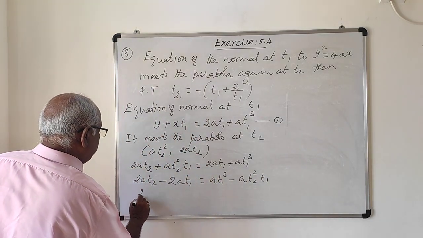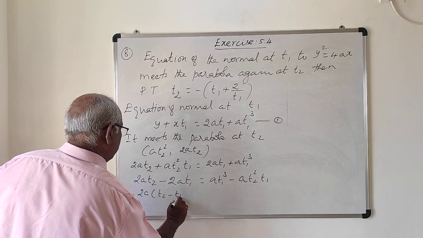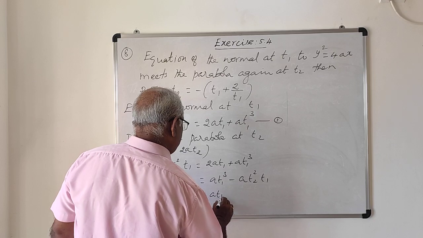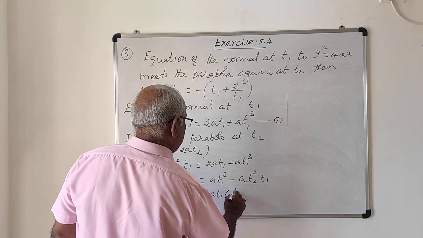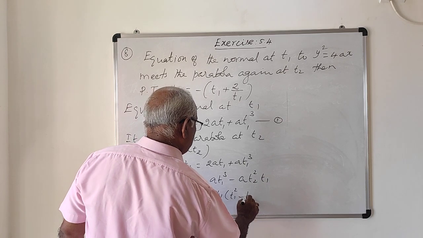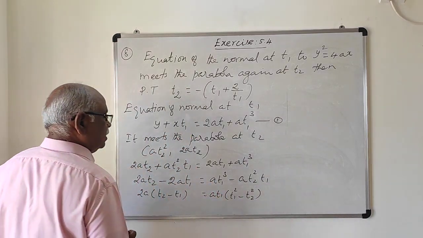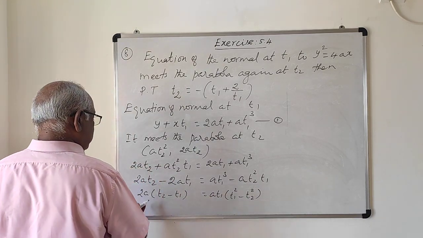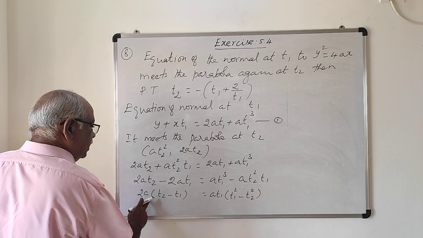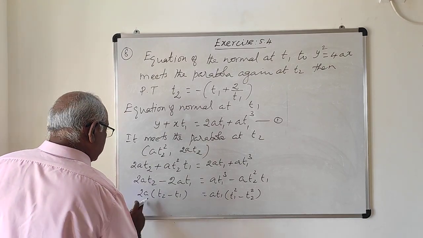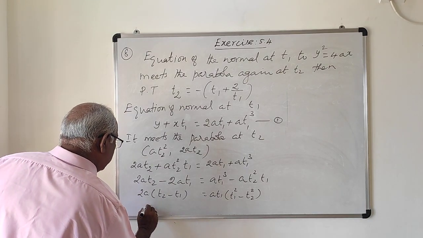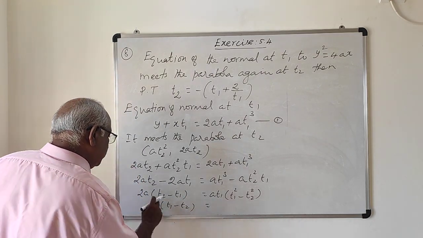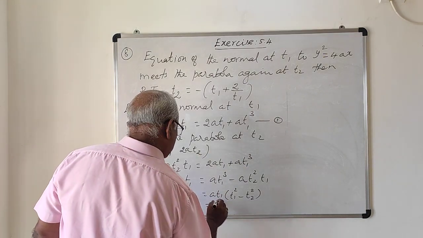Here I am taking 2a common. I get t2 minus t1. Here also I am taking a t1 common. I get t1 square minus t2 square. Here also I am cancelling a on both sides, and I take this minus outside, minus 2 into t1 minus t2. T2 minus t1 becomes t1 minus t2.